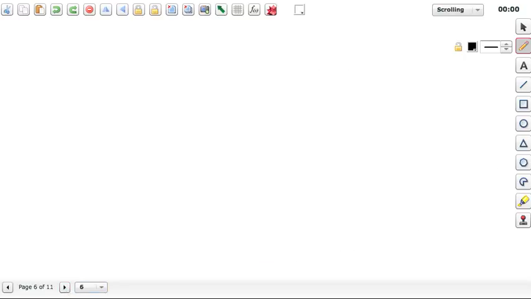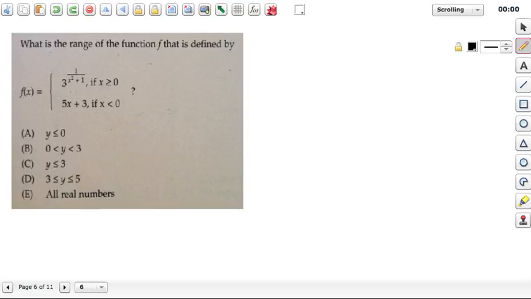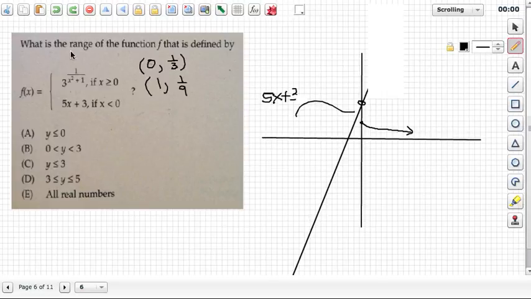Next question. Pause your video and try this one. And this time they're asking about the range of the function that is defined by 1/3 to the power x squared plus 1 for all values of x greater than or equal to 0.